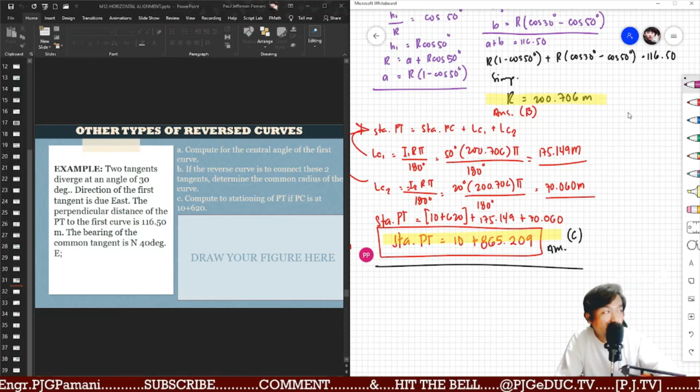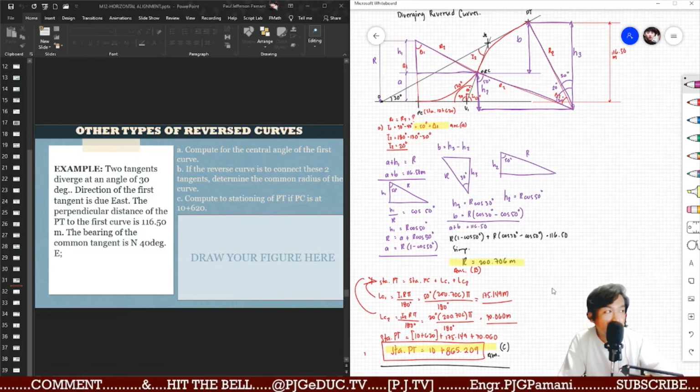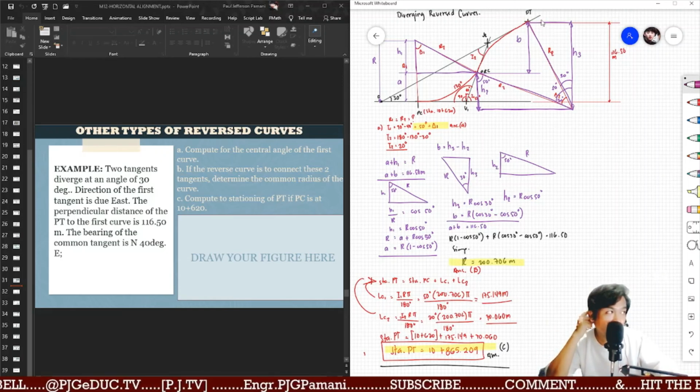So yan lang naman po yung diverging. So basically plain trigonometric analysis lang po lahat yan. Oh. Puro triangle lang yan. Kayang-kaya nyo naman.